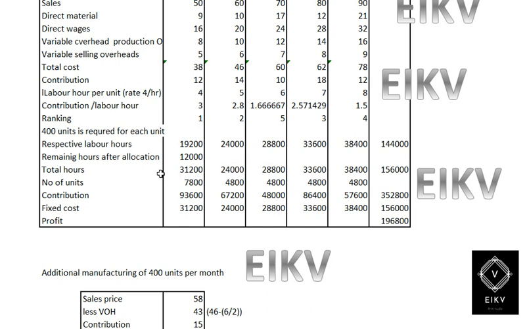Then when we divide such total hours with the labor hour, we get the quantity which has to be manufactured, or the optimum mix for the manufacturing. And then when we multiply it with contribution per unit, we will get the contribution value, and when we deduct the fixed cost, we will get the profit as 1,96,800.